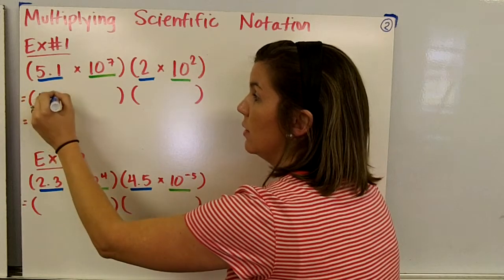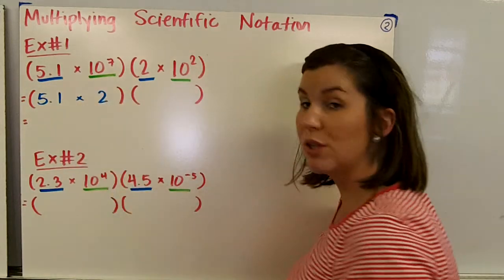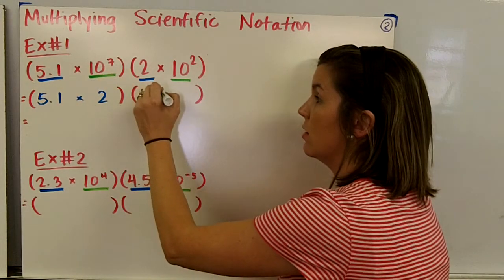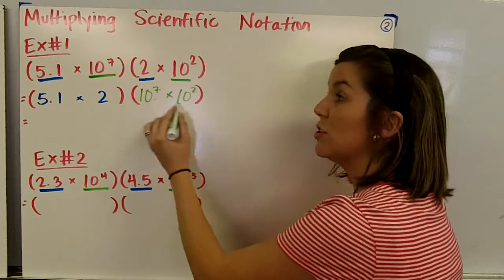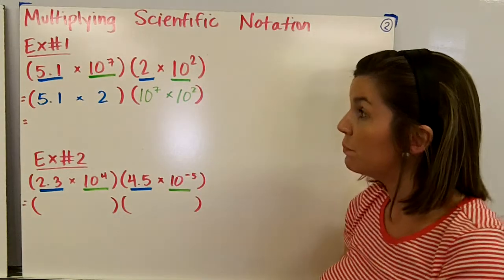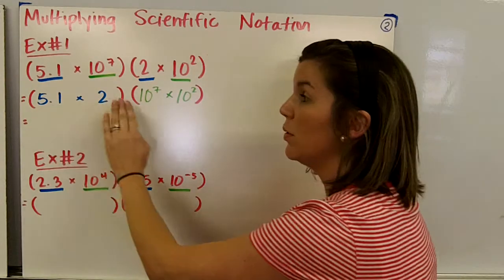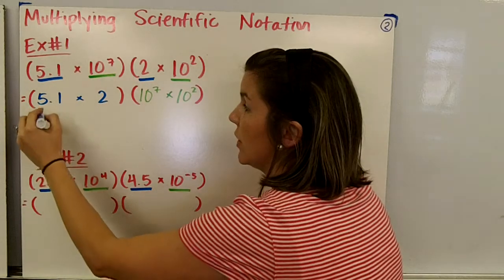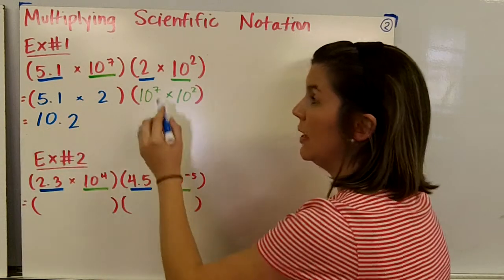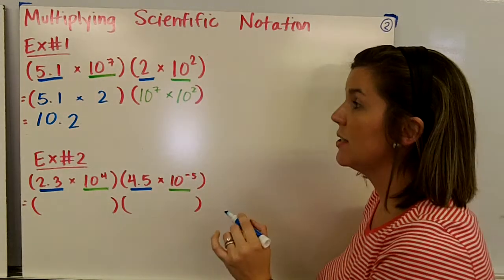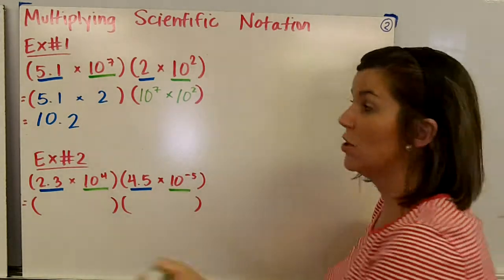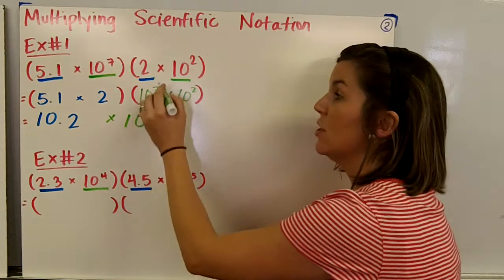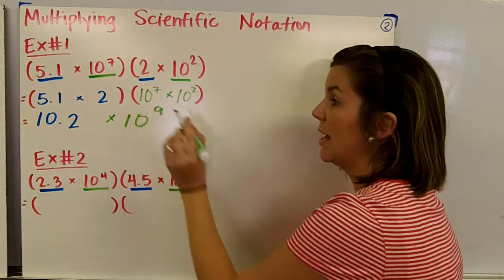So 5.1 times 2. Those go together. And in our other set of parentheses, we're going to put 10 to the 7th times 10 to the 2nd, because those are like factors. They go together. Now we're going to multiply 5.1 times 2. Well, if you multiply this, you should get 10.2. And 10 to the 7th times 10 to the 2nd. So when you multiply these, you keep the base 10 and add the exponents. So 7 plus 2 gives us 9.